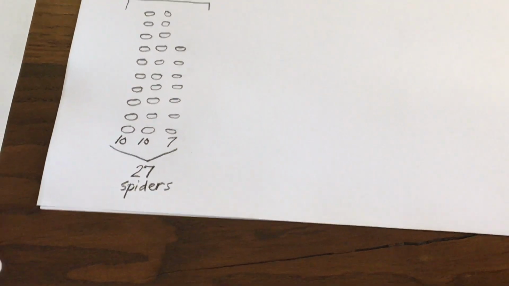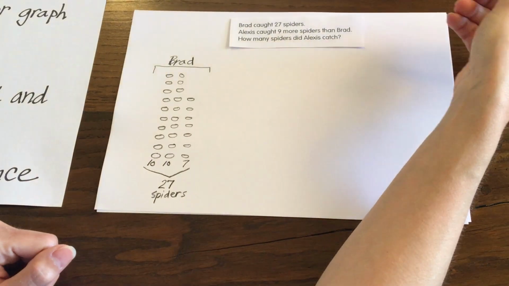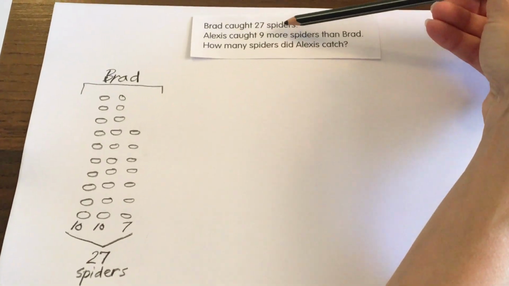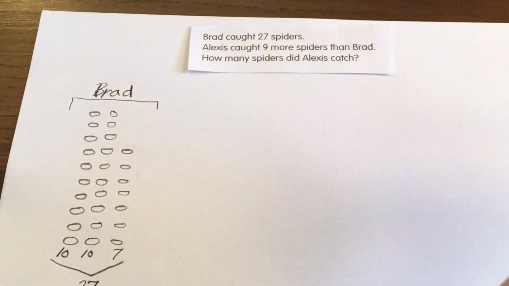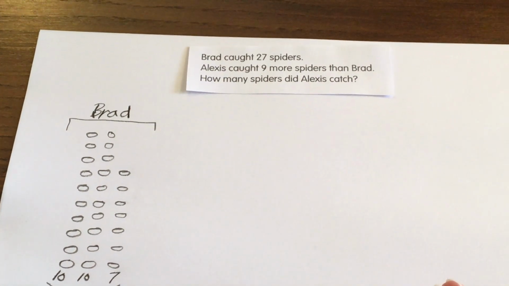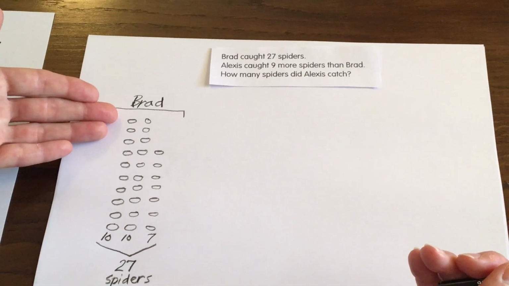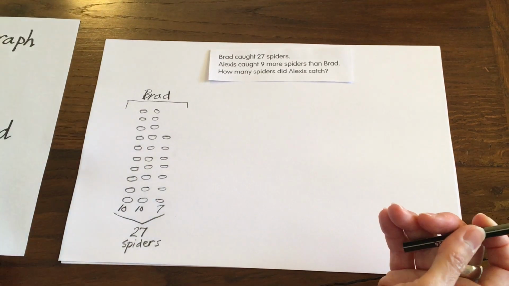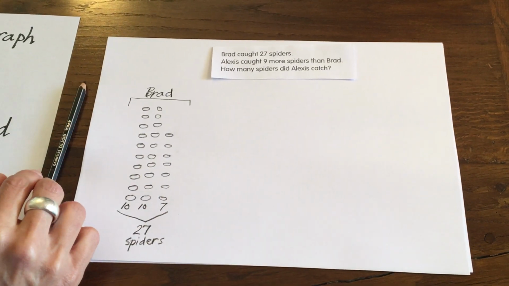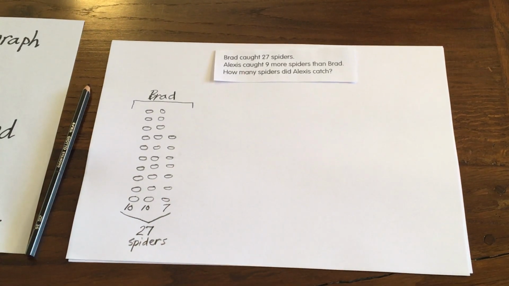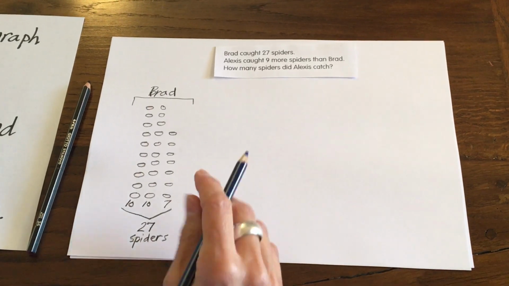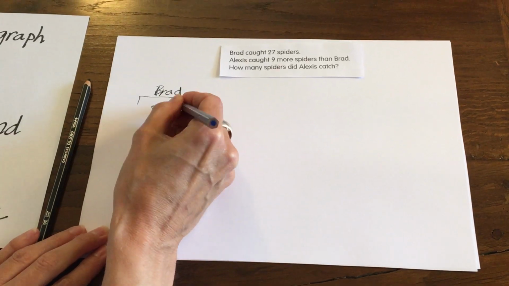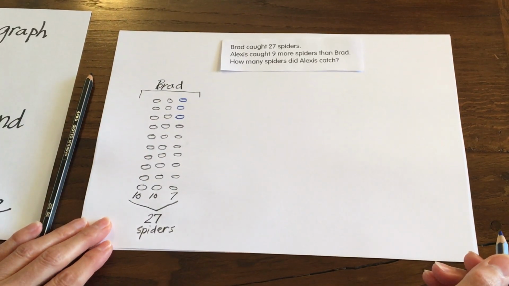Okay. Now I need to show what Alexis has. It says Alexis caught 9 more spiders than Brad. So I could use this picture I made for Brad and just add 9 more, and that's going to give me the number that Alexis caught. I'm going to do it in a different color because that will help me see it better. So let's see. I'm going to put 1 here. 1, 2, 3 to fill up that 10.